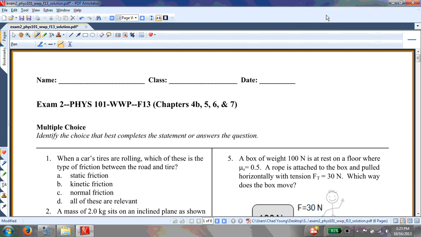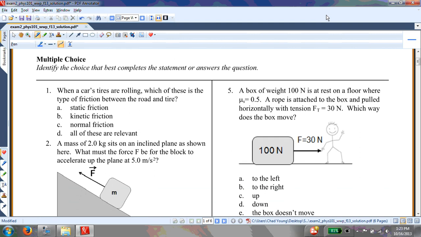All right, this is exam 2 for physics 101. This is the second part, chapters 4, 5, 6, and 7. When a car's tires are rolling, which of these is the type of friction between the road and the tire? As long as the tire is rolling, the type of friction is static friction. It's only when the tire stops rolling, when it skids, that kinetic friction is relevant. So A is the answer.